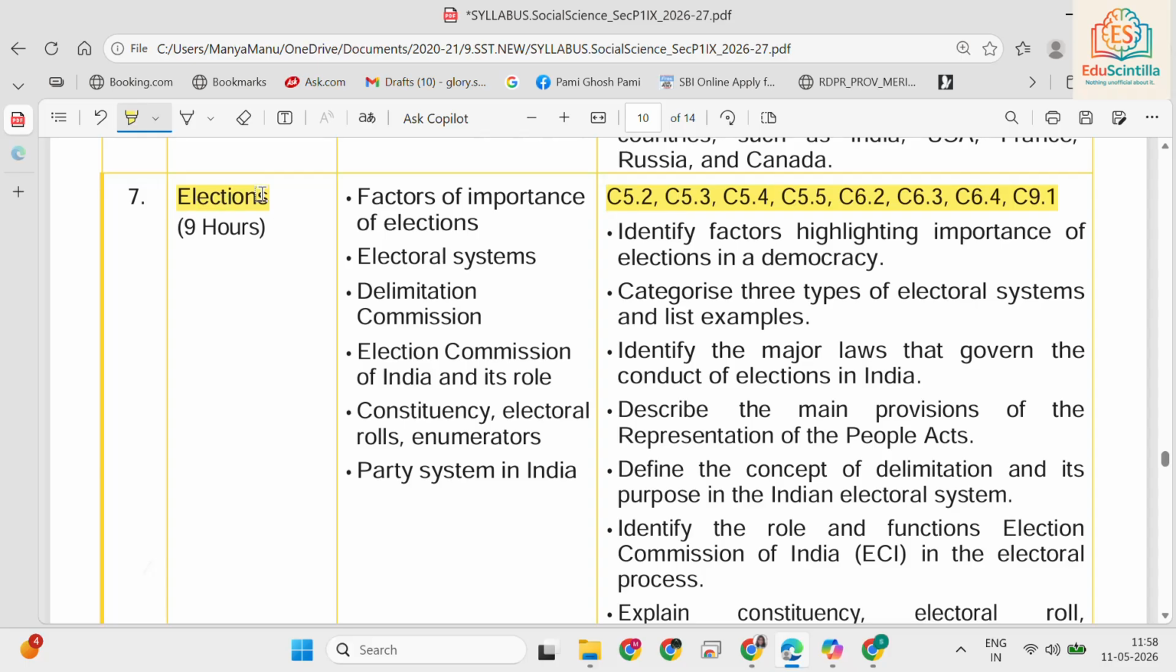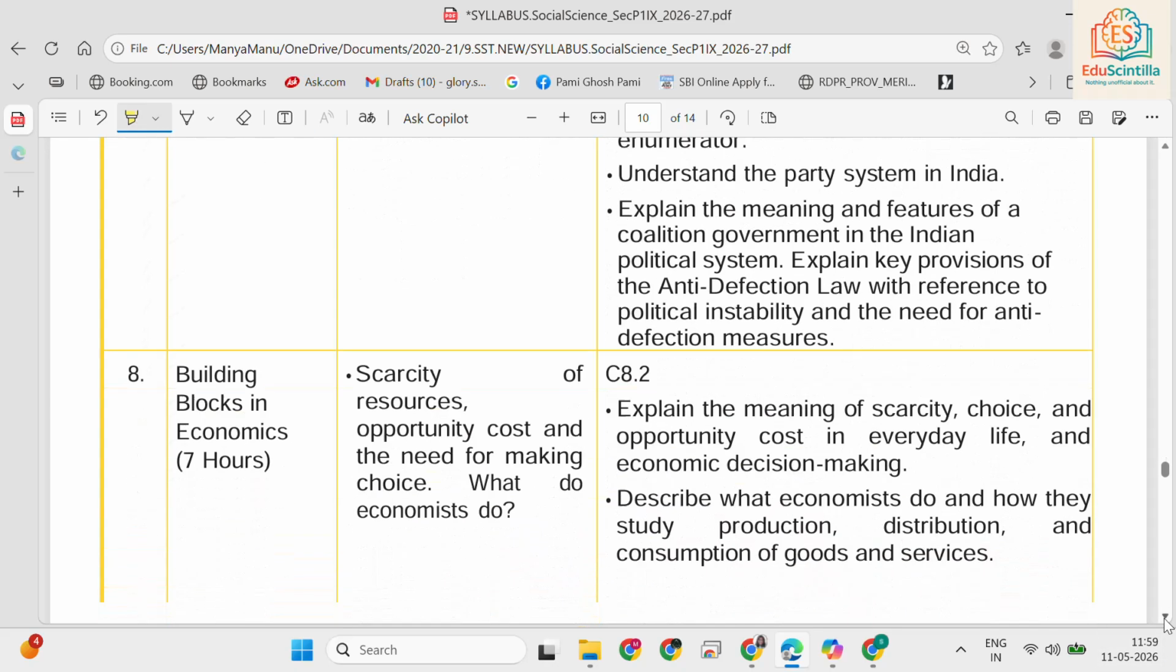Then theme 7 is elections, in which concepts like the importance of elections, electoral system, delimitation, then the Election Commission, constituency, electoral rolls, enumerators, and the party system in India are covered, and see the competencies covered in this chapter. To know more details, have a look at the previous pages.